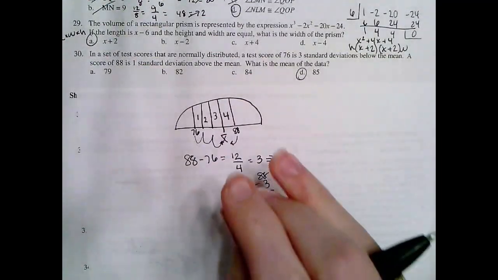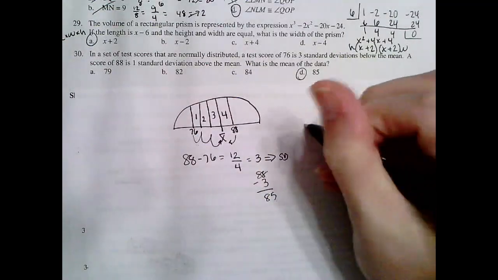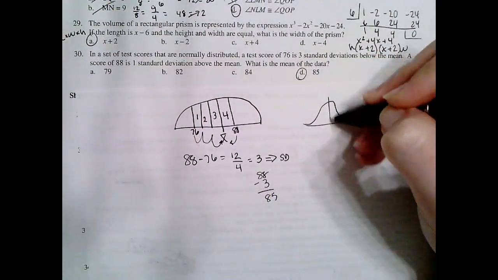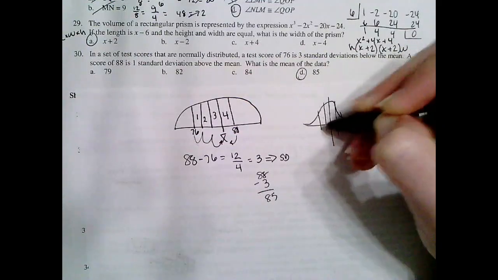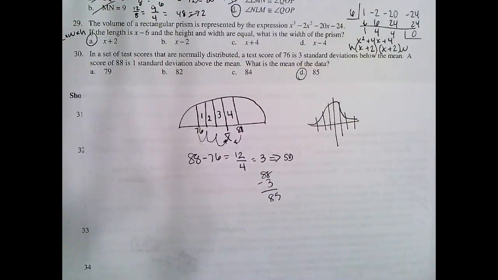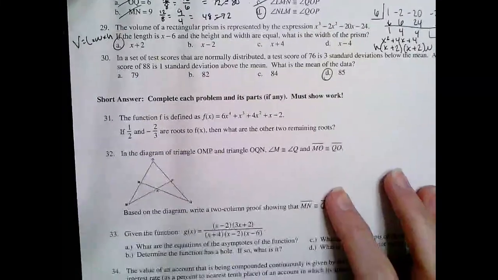Draw a picture, draw a picture to help you. Normal distribution is that bell-shaped curve. Mean is always in the middle, and then we start breaking out to our standard deviations. This says short answer, but really it's just working out your work, showing your work.